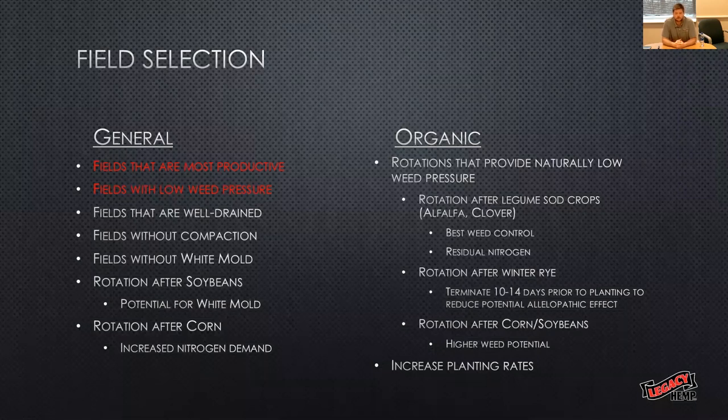Again, in rotation after quarter soybeans organically, we are likely going to see higher weed potential here just because we've left the soil without a cover crop in most of those scenarios, and it allows for higher weed production. One other method we could use to reduce weed competitiveness is increasing our planting rates for the organic to do more of a smother effect. We think of this sometimes in other crops as a means to reduce weed competitiveness, so we may be able to do that here with hemp as well.